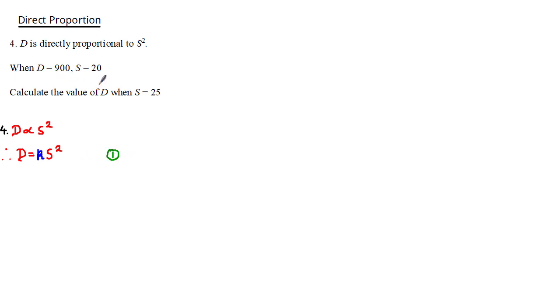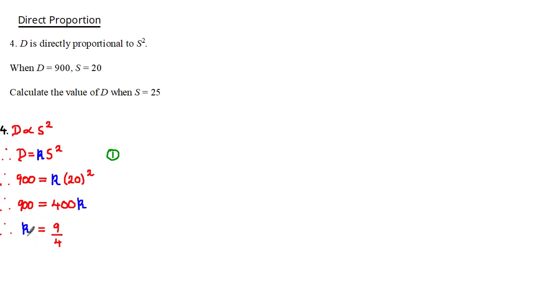So using the information that we've been given in the question, when d is equal to 900, s is equal to 20. So subbing these values into equation 1, we get that 900 is equal to k times 20 squared. Evaluating the right hand side, we get that 900 is equal to 400k, and dividing both sides by 400, we get that k is equal to 9/4, which you could also leave as a decimal as 2.25.